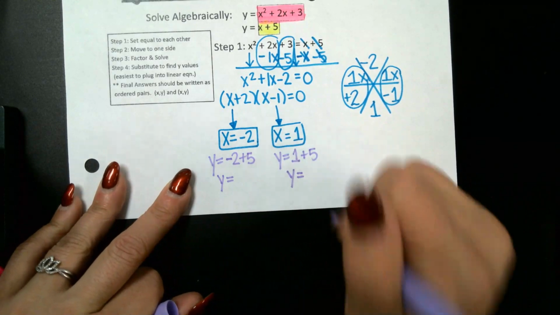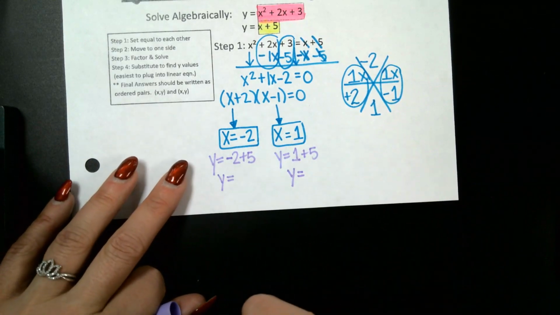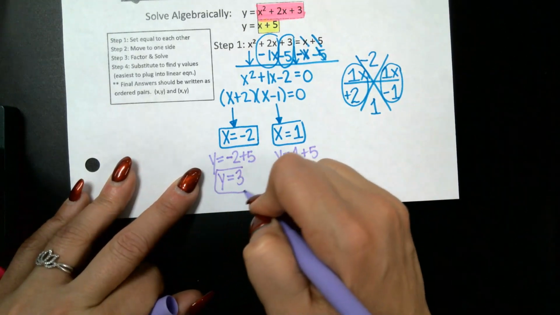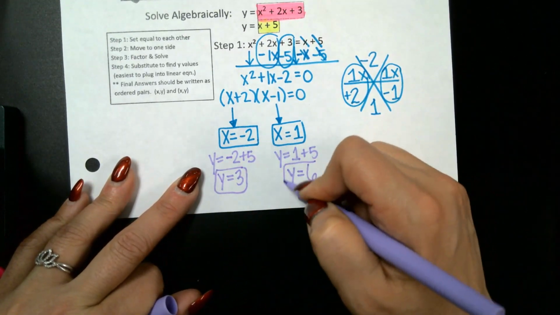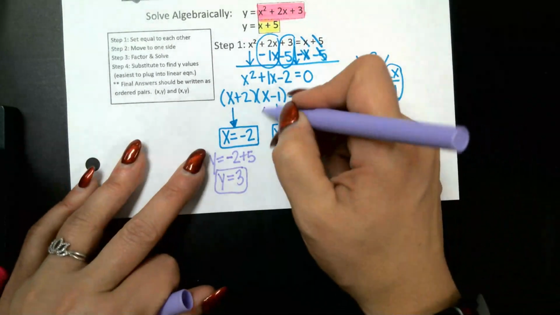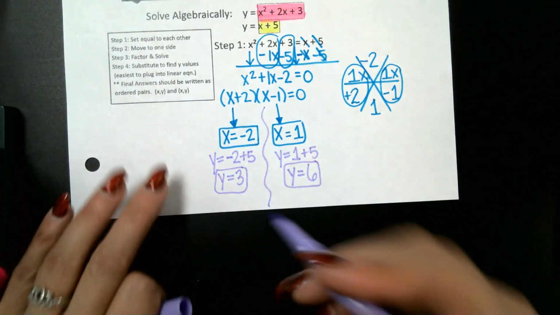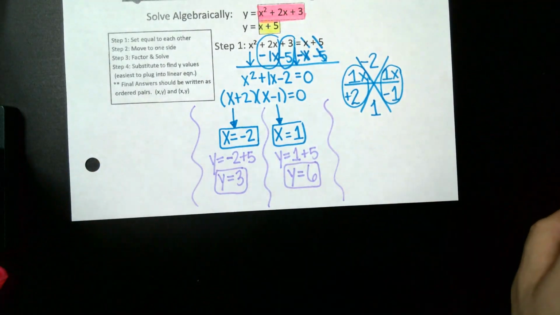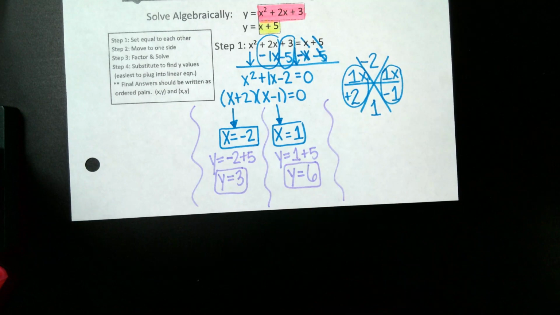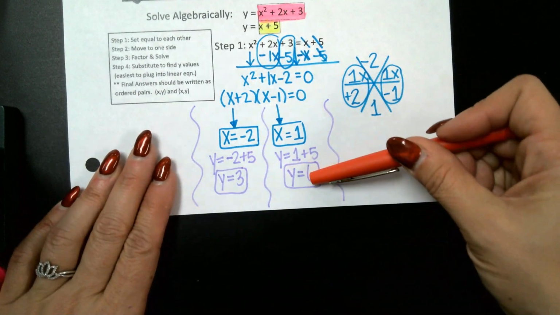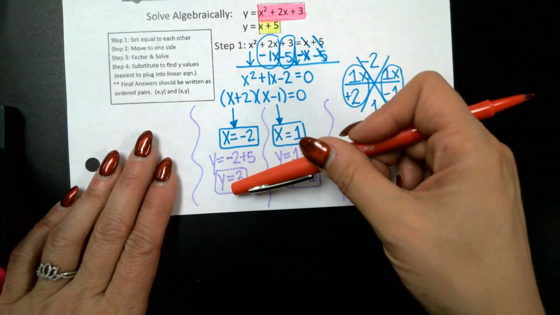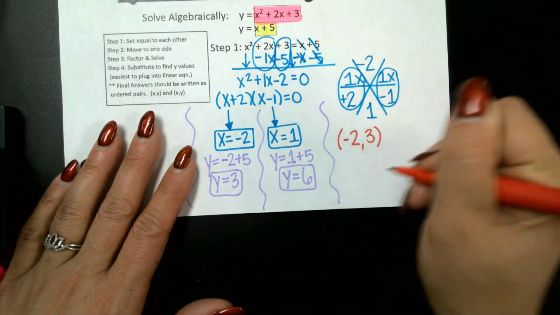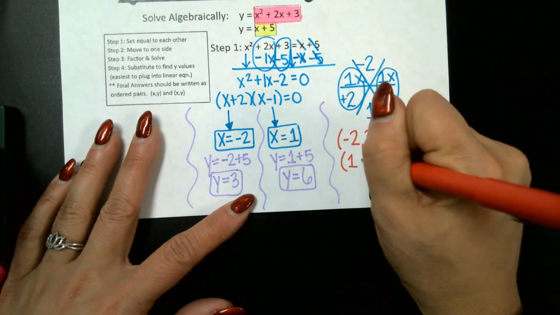So now what are the two y values? 3 and 6. Good job. What's the only thing I have left to do at the very end? Write them as ordered pairs. Now you better make sure you pair them up right. Like don't write -2, 6. It was -2, 3, right? Make sure you pair them up correctly. And then it was 1, 6.